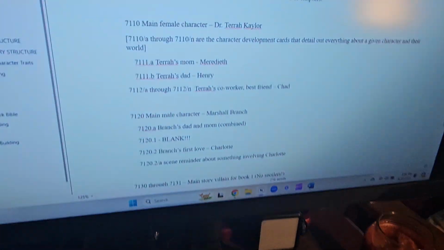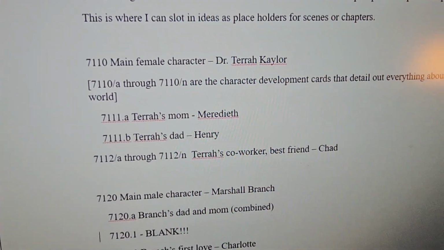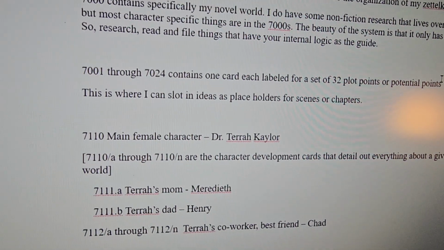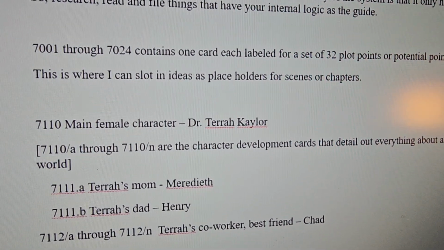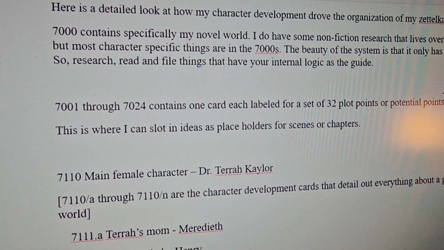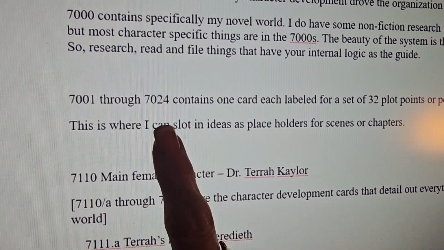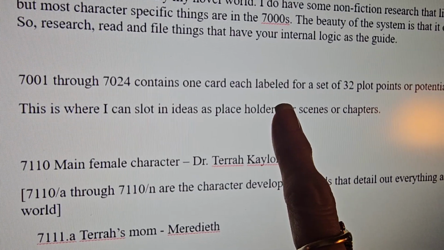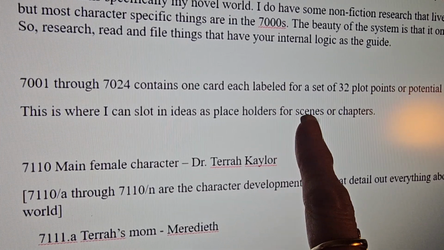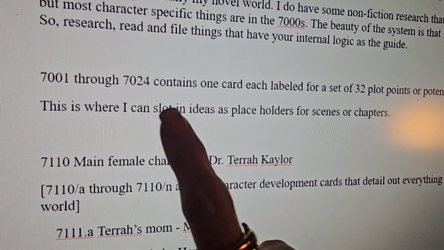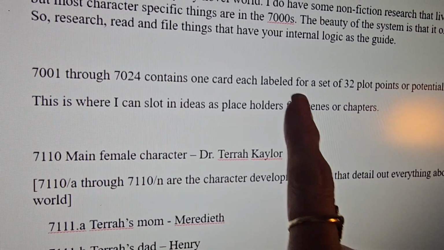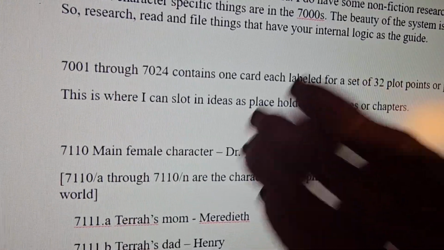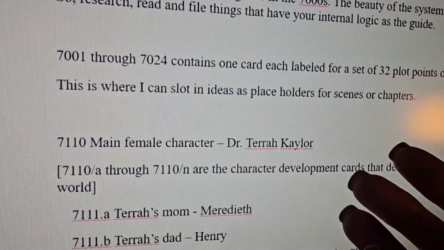So let's look over here and let's talk about my numbering system. I've gotten a few questions about this. So I'm going to show you a little peek into chapter 1 where I talk about setting up your system. In my note box, the numbers 7001 through 7024 contain my plot box. There are a total of 32 cards actually, because I include the 8 plot points on top of these 24 prompts. So there's 32 cards that make up the placeholders for when I'm slotting scenes in for my plot.